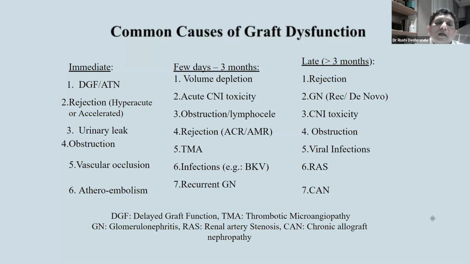ATN is a common hemodynamically mediated injury that is the pathological feature seen in patients with DGF or SGF. The other immediate complications that you would be worried about are vascular occlusion, obstruction of the ureter, urinary leaks, atheroembolism, which you will see with the plaques in the arteries sometimes. And the immunological one is hyperacute or accelerated rejection, which is very uncommon now with all the newer tissue typing and cross-matching methods which we are using to predict rejections before.